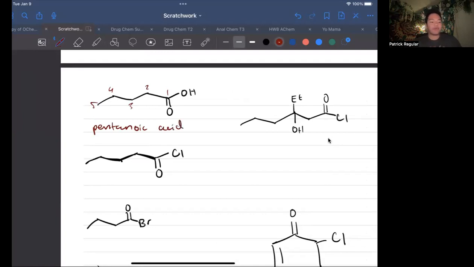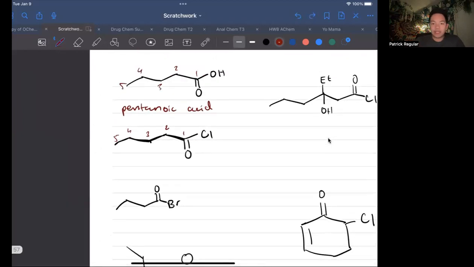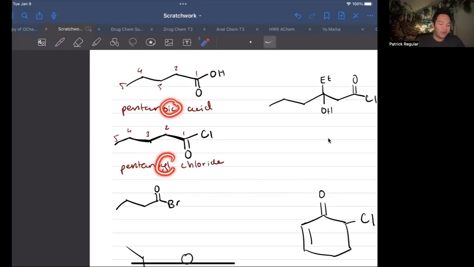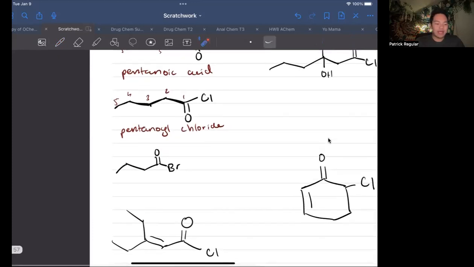Now, if it's 1, 2, 3, 4, 5, a pentane again, but now you have an acyl chloride, where you have a halogen instead of the OH, it's now an acyl chloride, pentanoyl chloride. You take the oic acid, replace it with oyl, O-Y-L, and then you put whatever halide anion name is in there. So another one is bromide.